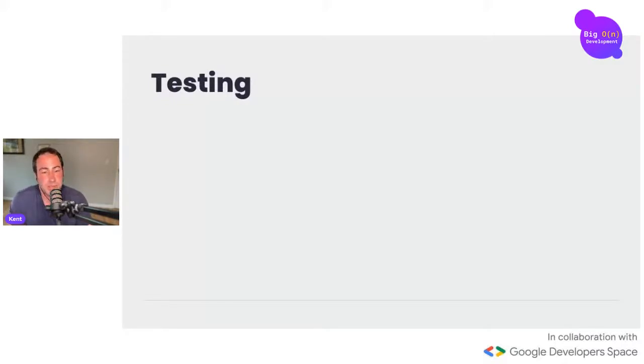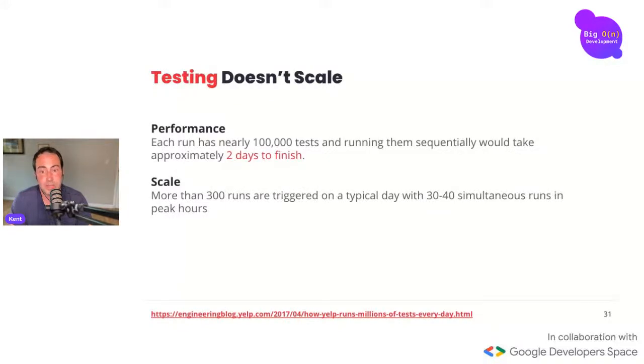Another piece that didn't scale well is testing. I alluded to that a little bit earlier when we were talking about the monolith, because the monolith was not scaling. We had over 100,000 tests that we had to run for the monolith. We're really big into, if you write your code, you also write tests with your code. But what happens when you do that? Well, you have a lot of tests. We had over 100,000 tests, and every developer would run their tests for their individual branches. We were running tests a lot. More than 300 runs were triggered on a typical day, and we would have 30 to 40 simultaneous runs.